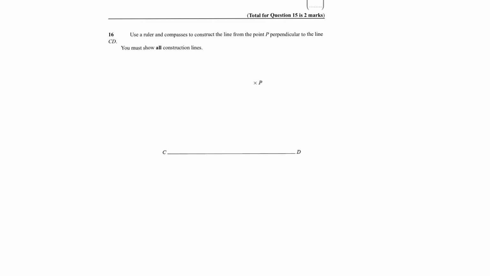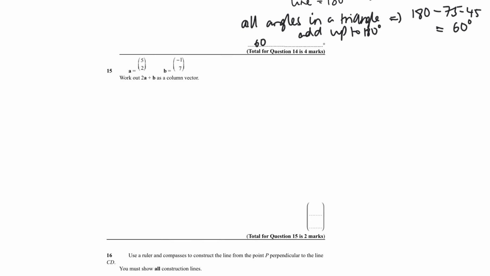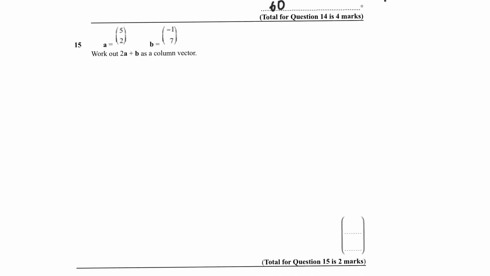And then on to question 15. So question 15 then asks, it says work out 2a plus b. So in order to work this out, we are going to multiply the vector of a by 2. That means you have to multiply both the top and the bottom numbers in the vector by 2. So that would leave you with 10 over 4.